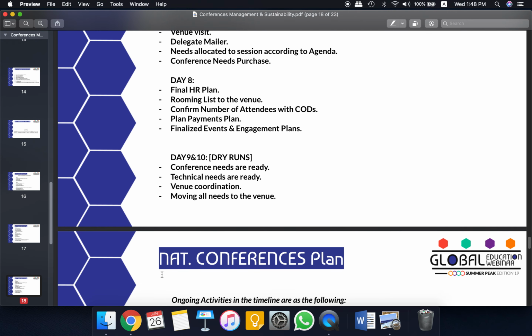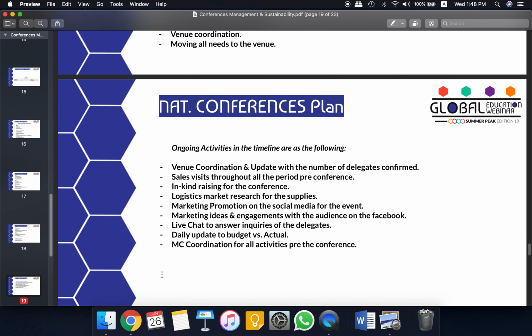Day number 9 and 10 is mainly all about dry runs. Conference needs are ready, technical needs are ready, venue coordination, moving all the needs to the venue. There will be ongoing activities, depends on the timeline, but will be happening across the 10 days. Venue coordination and update with the number of delegates confirmed.